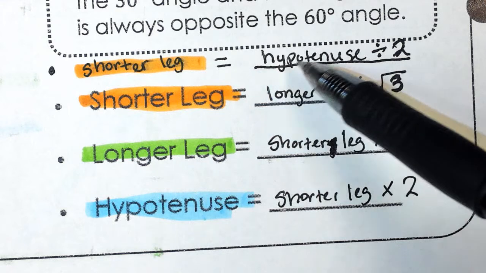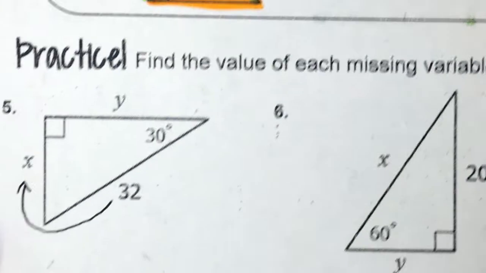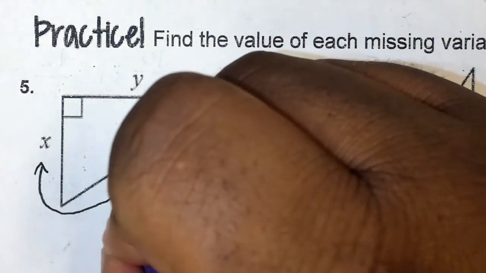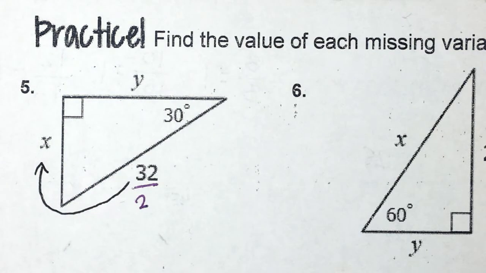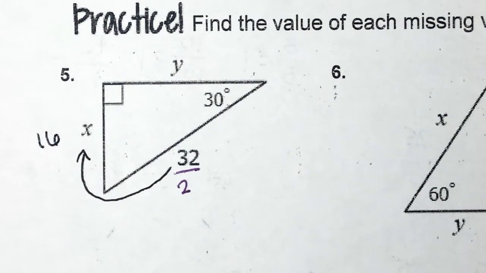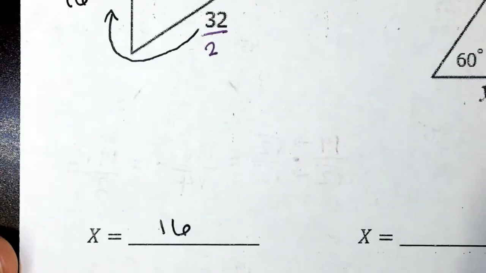Okay, so we're using the shorter leg when it says shorter leg equals hypotenuse, right? So shorter leg equals hypotenuse divided by 2. That should be pretty easy for everybody to do. I'm going to take this hypotenuse divided by 2. What is this going to give me for my shorter leg, Emma? 16. So X equals 16. I wrote that down here.